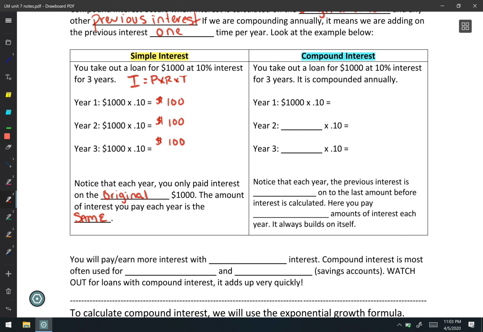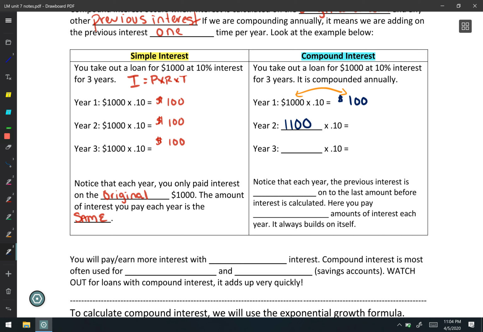Now, if you go over and you look at the example to the right, that is compound interest, where you take out a loan for $1,000 at 10% interest for 3 years. Is compounded annually. So year one, $1,000 at 10%, $100. Now that $100 gets added back to the original principal, and that's how you get the $1,100. You add the interest back into the principal, and now you calculate 10% of $1,100.